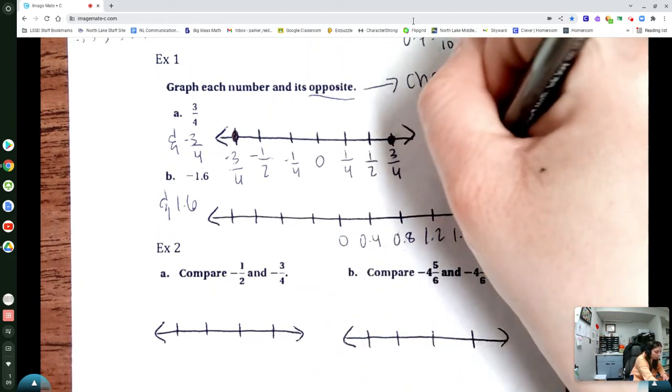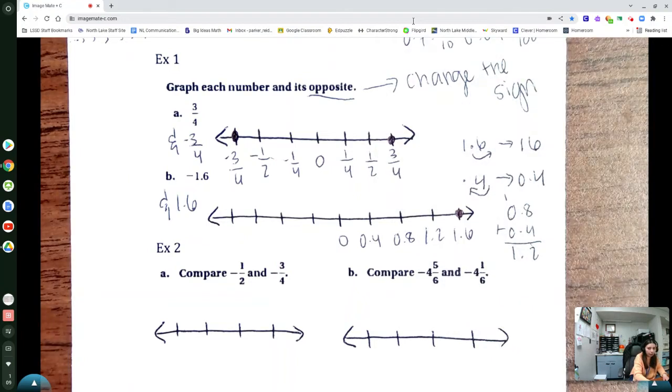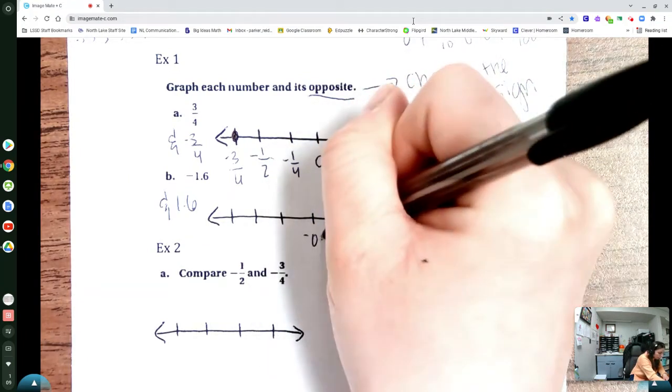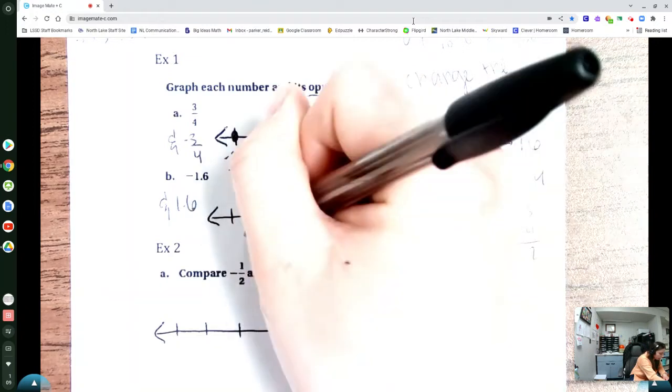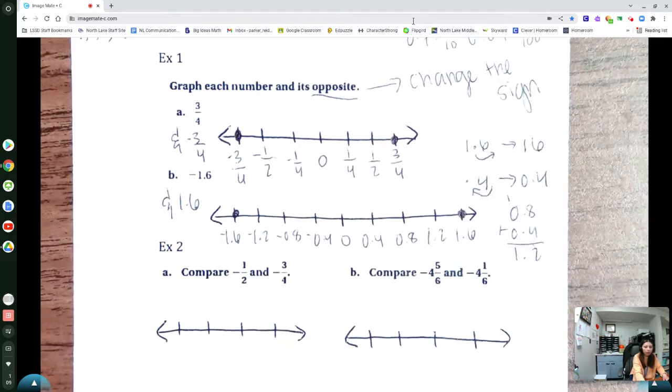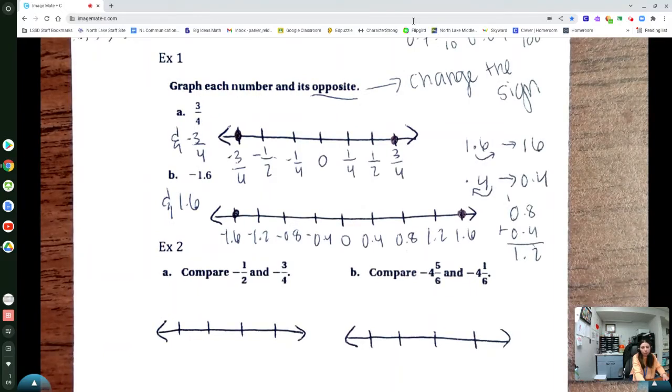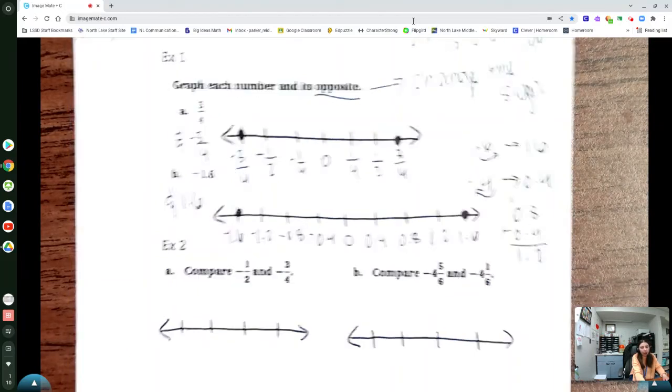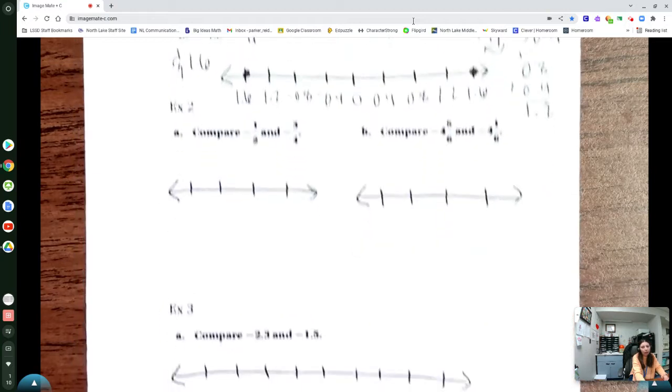And that's where we want one point at 1.6. Now I'll graph its opposite. So -0.4, -0.8, -1.2, -1.6. And we are done with those two problems. Those are just graphing the numbers and their opposites. Now we're going to actually learn to compare them.